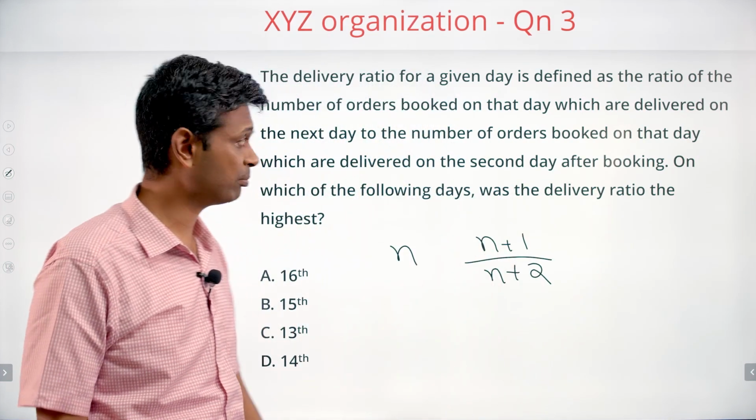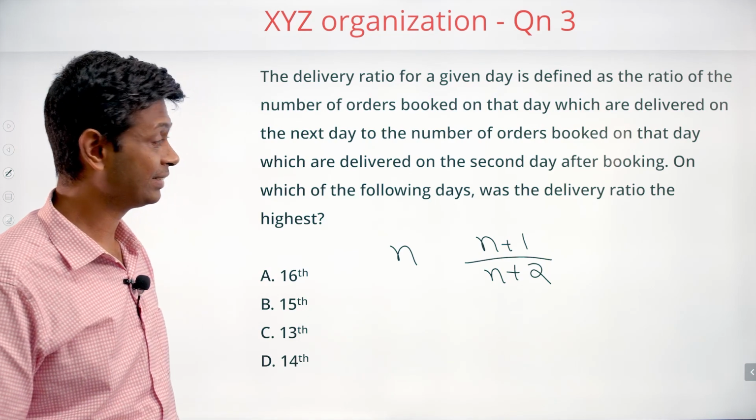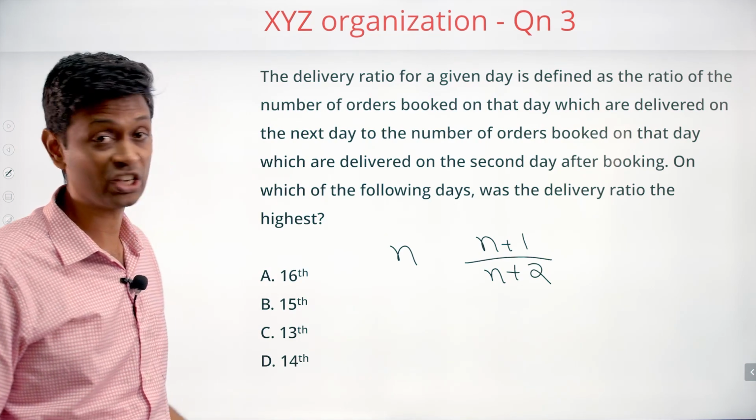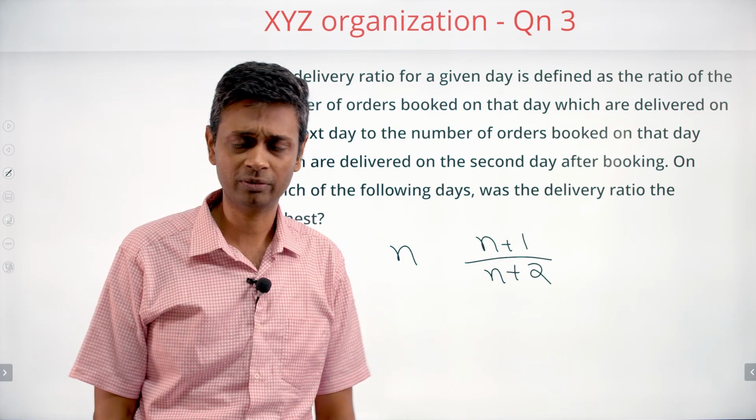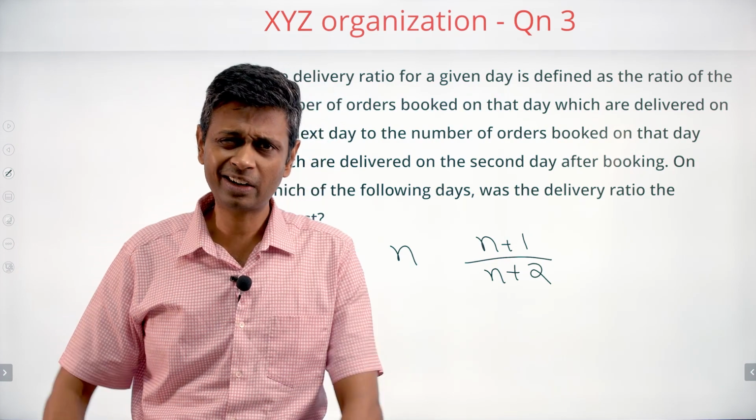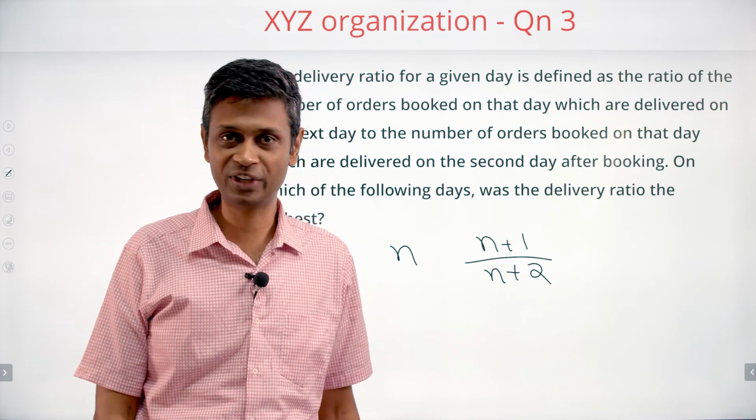N plus 1 by n plus 2. That's what I want to do. The delivery ratio: which day was the highest, which is the best day delivery wise. What is very interesting is we're conveniently ignoring lost deliveries, which I find very unusual.